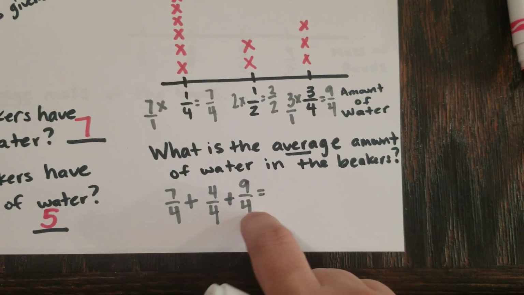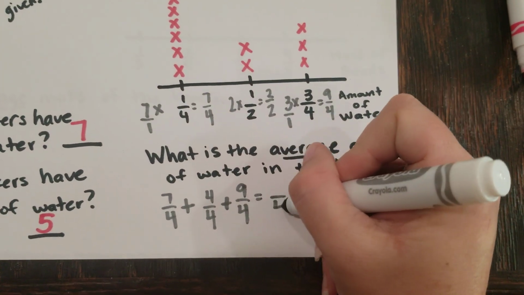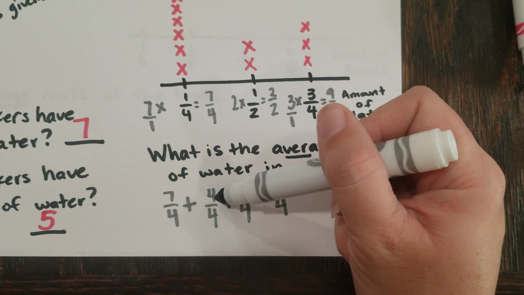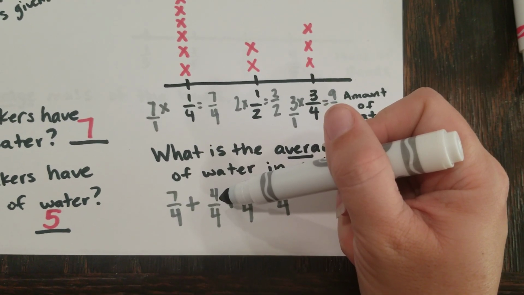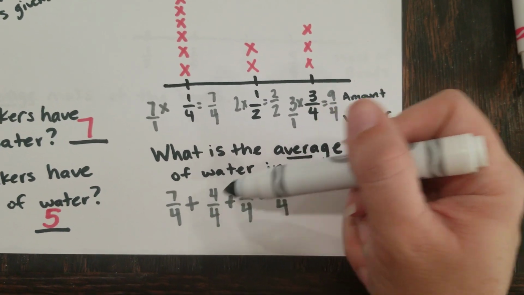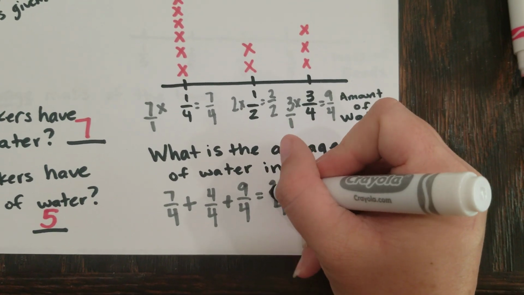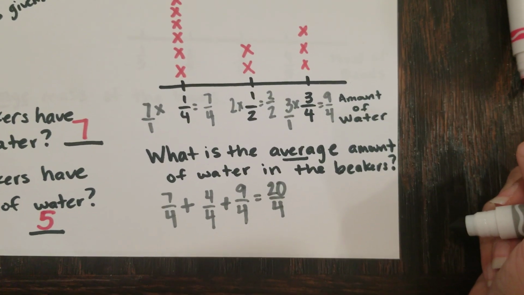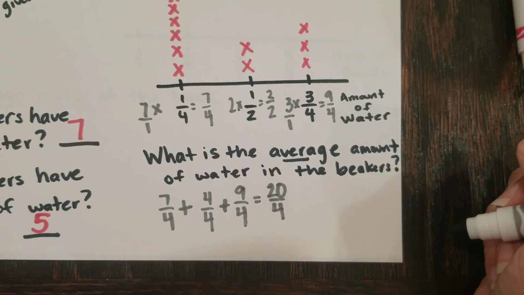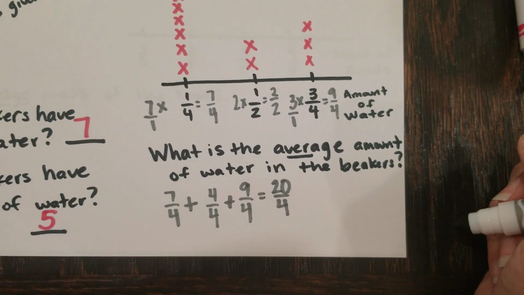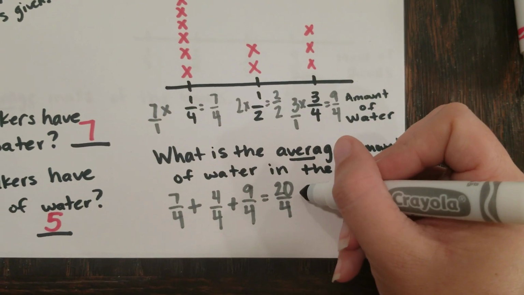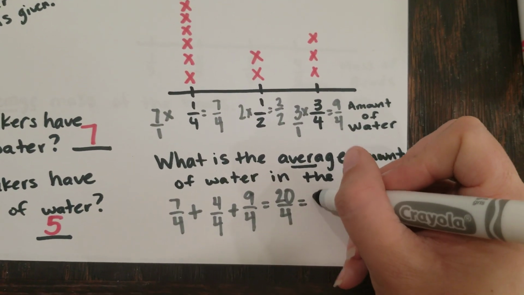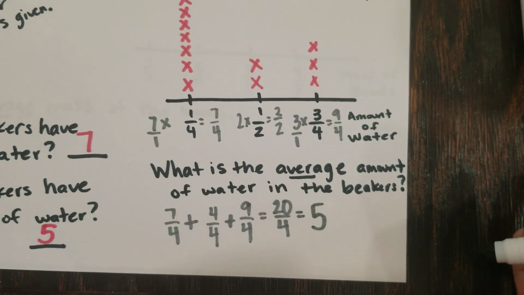So since they're all fourths, that's really good. That means my denominator is going to be fourths. And then I got to add these numerators. So 7 plus 4 is 11. 8, 9, 10, 11. Plus 9 is 20. So I got 20/4. Good. Okay, 20/4 is improper. I need to divide to find out how many wholes are in there. And 4 goes into 20 exactly 5 times. So my answer is 5 wholes.